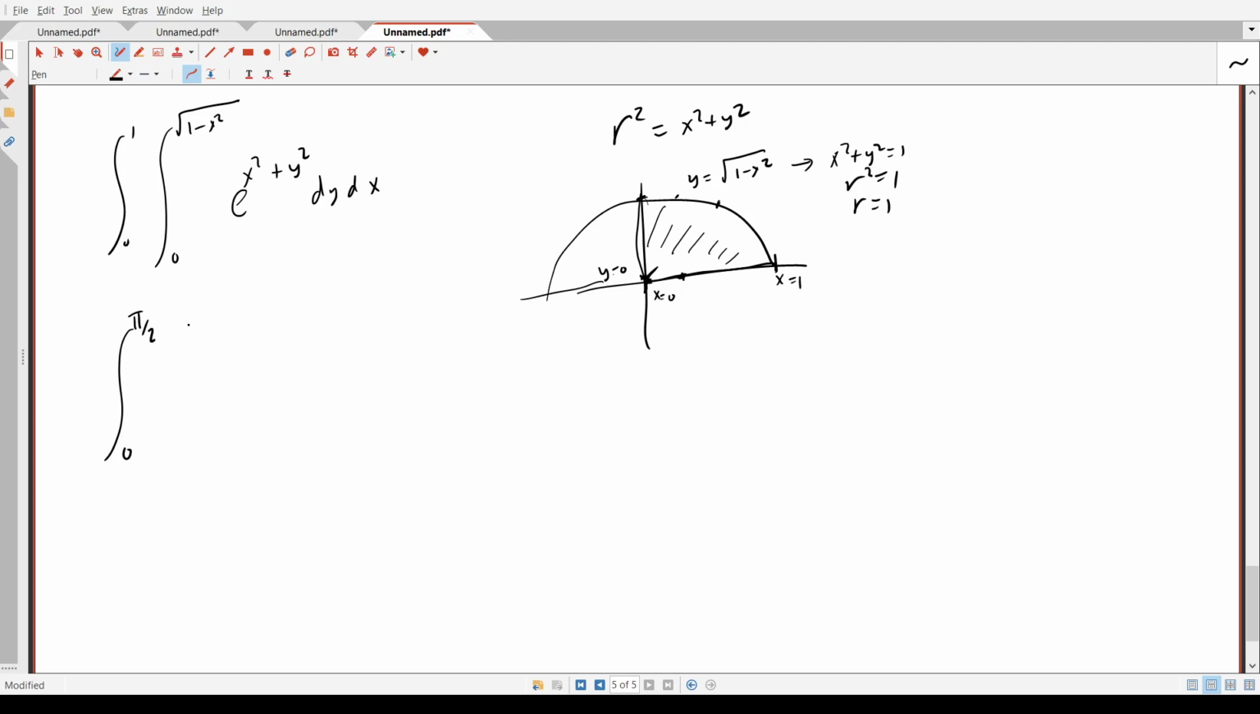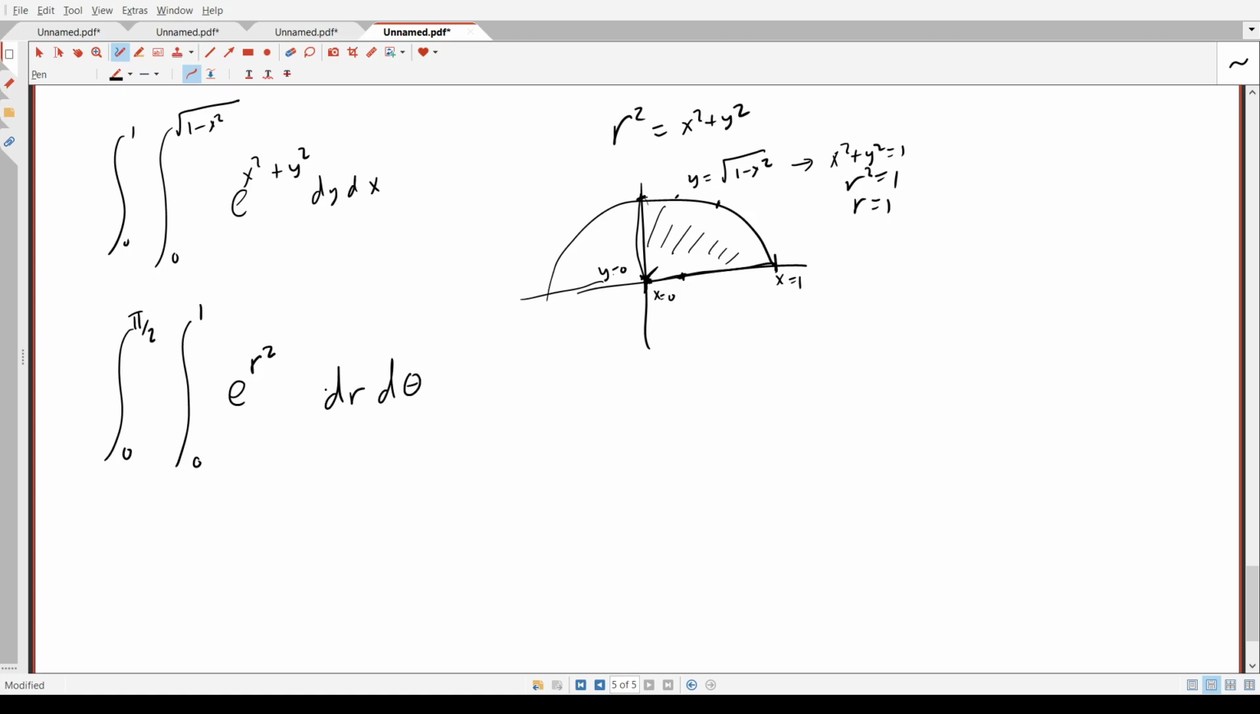Okay, so that means that here I have r going from 0 to 1. And then what am I integrating? I'm integrating e to the x squared plus y squared, so that's e to the r squared. So 0 to 1, that was with respect to r, and 0 to 2 pi, that's with respect to theta.